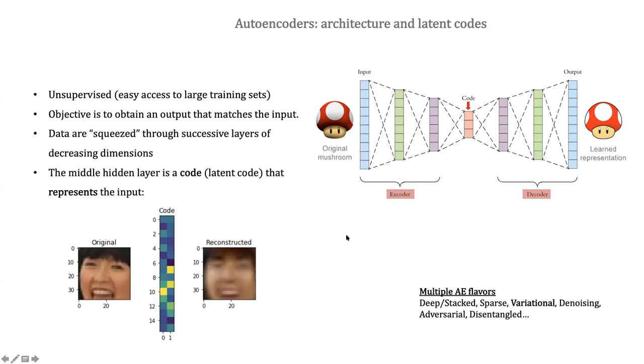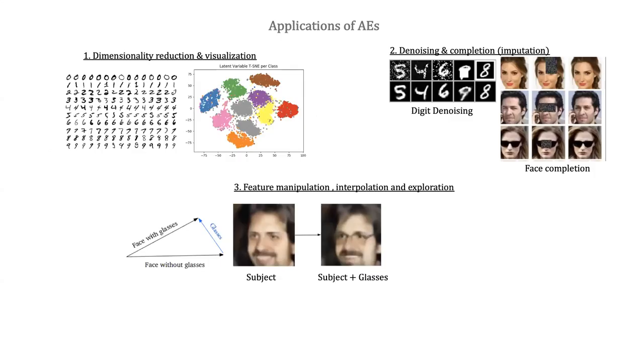There are multiple variants of autoencoders: deep stacked, sparse, variational, denoising, adversarial, disentangled, and so on. Today we're going to focus on the variational autoencoder variant. But before we go into that, I'd like to talk a little bit about different applications of autoencoders. Autoencoders did not start with transcriptomics. They have been used for quite some time in different tasks for dimensionality reduction and visualization.